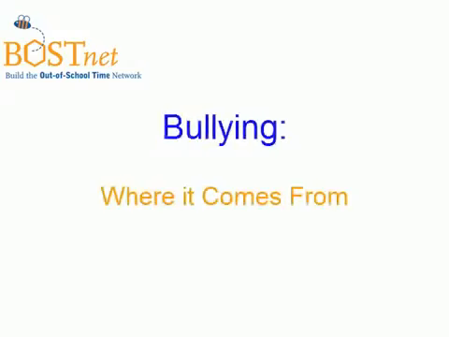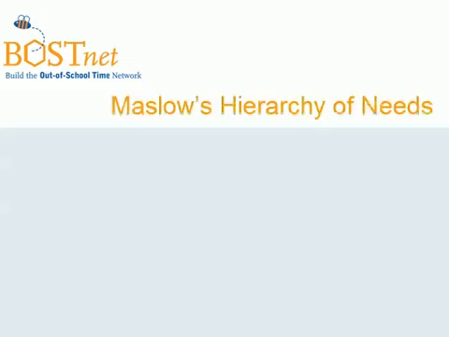What we're going to do now is take a look at what creates bullying, where bullying comes from. First, we're going to take a look at Maslow's hierarchy of needs. This is a tool for understanding the order in which we need to address the needs that arise in people, and in this case children, that we work with.